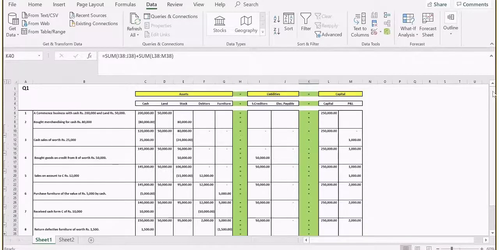That's how we can plot any journal entry into an accounting equation form, provided the thumb rule is what you need to remember every time.